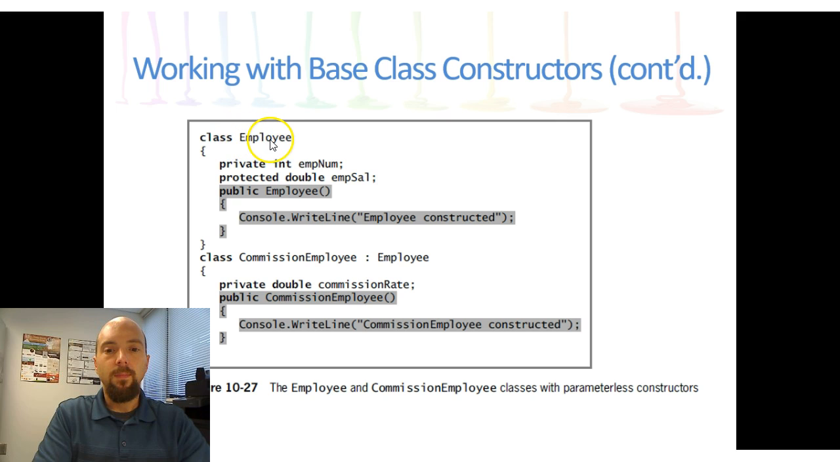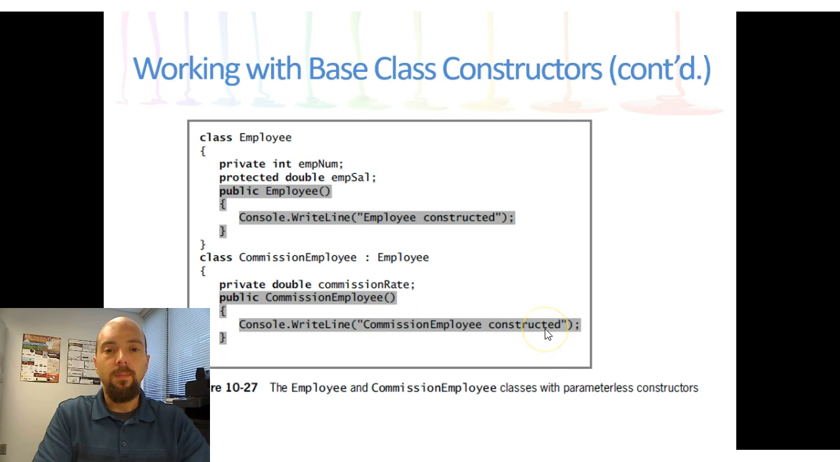Alright, so for our base class here called employee, you'll see that we have a default constructor called employee, the same name as our class, with the open and close parentheses. So this is our default constructor, no arguments get sent in. If we create a new employee, this section of code will run, and it'll write out Console.WriteLine "employee constructed". And then for our commission employee, we create a default constructor called commission employee, which has just open and close parentheses, so no arguments get passed, which means that as soon as I create the commission employee, this section of code will run, and it'll say "commission employee constructed".